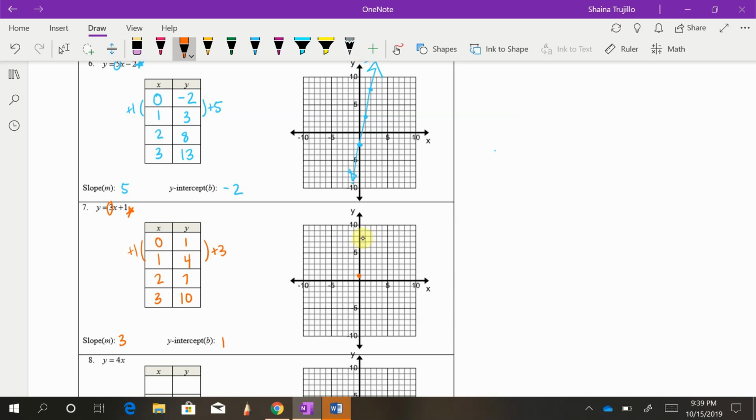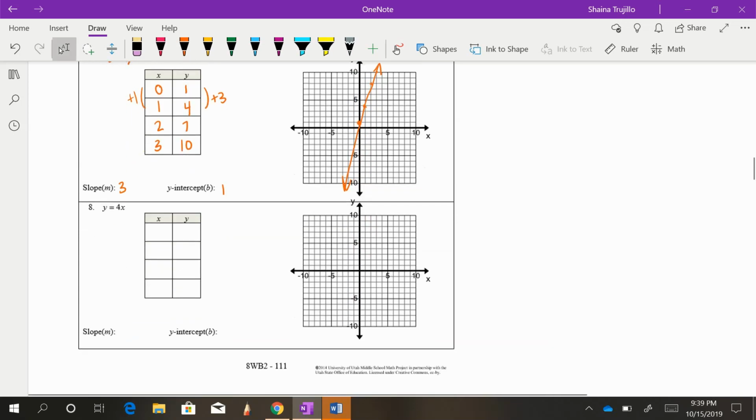Okay, I'm going to go ahead and graph it. My y-intercept is at 1. When x is at 1, y is going to be at 4. When x is at 2, y is going to be at 7. And it looks like I can even graph my third point. Okay. And if you have a ruler, you can just draw and extend your line. Now I don't have a ruler here, so I'm just going to try to make it as straight as possible.